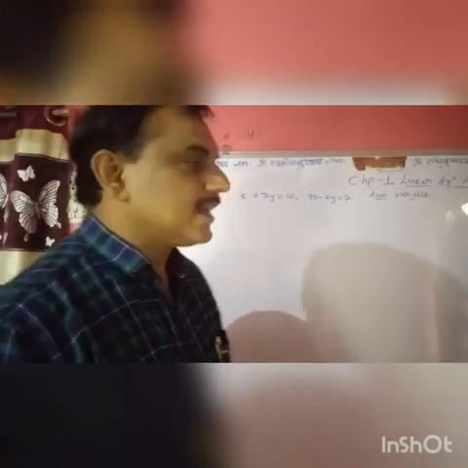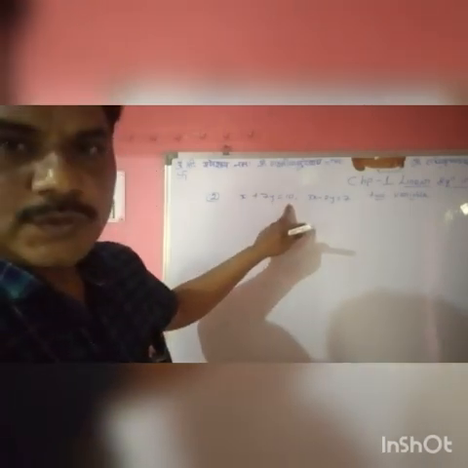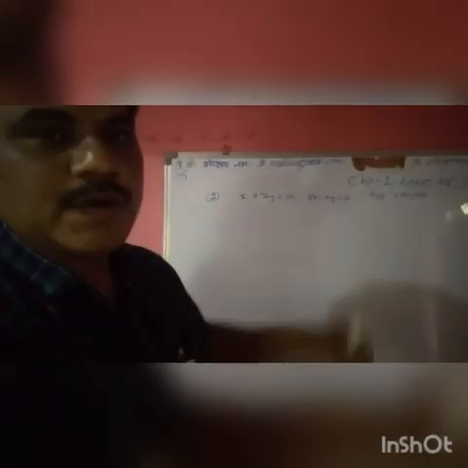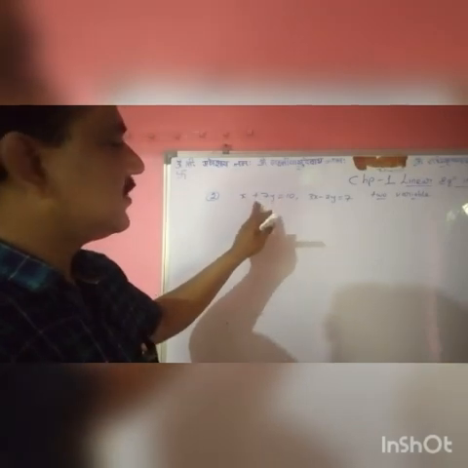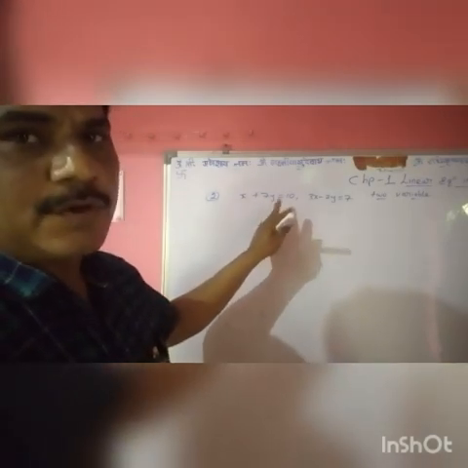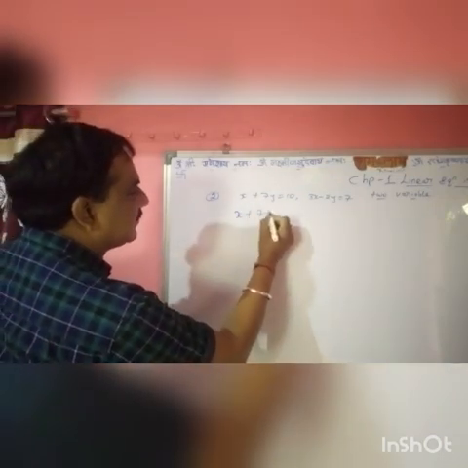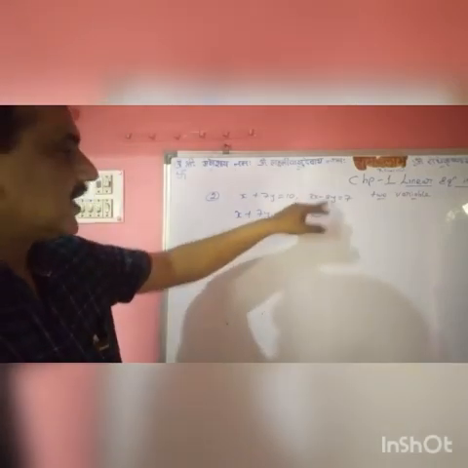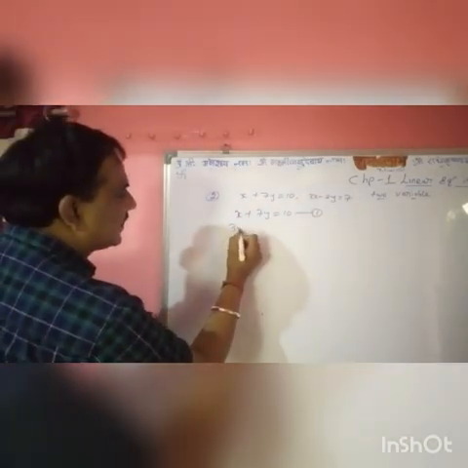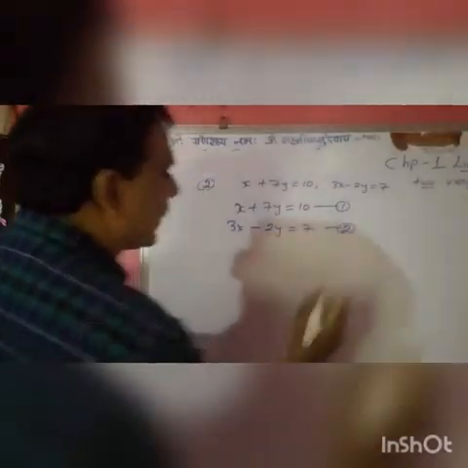Now we will see the second type of simultaneous equation. x plus 7y equal to 10, and 3x minus 2y equal to 7. Again it is the linear form of two variables. Now x plus 7y is equal to 10, that is equation 1. Second, I will write 3x minus 2y is equal to 7.